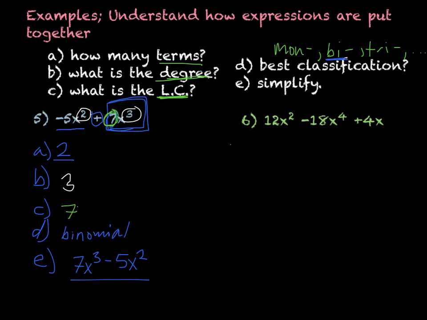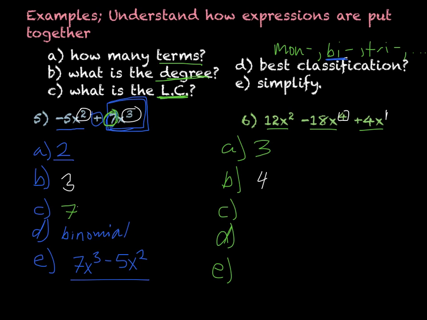Alright, the next one. First thing is we need to find the number of terms. 1, 2, 3. 3 terms. Second part, we need to find what the degree is. So we're going to look for the biggest exponent, which is 4. So that means that my degree is 4, because 4 is bigger than 2 or 1, which is what the x would be.